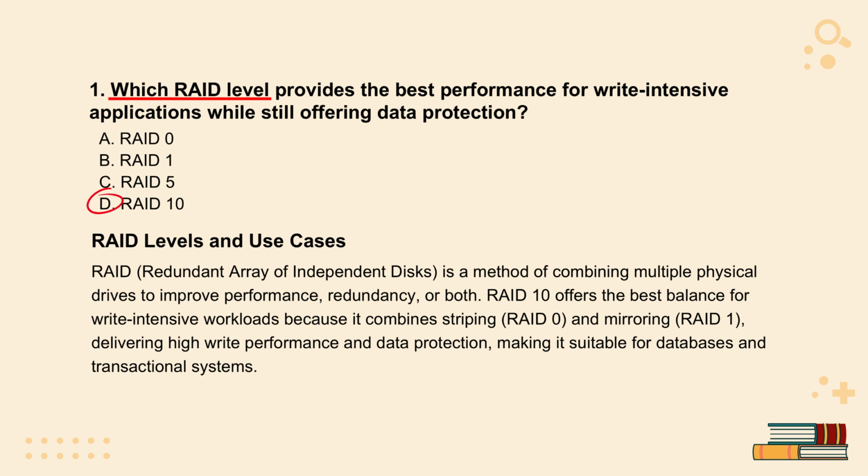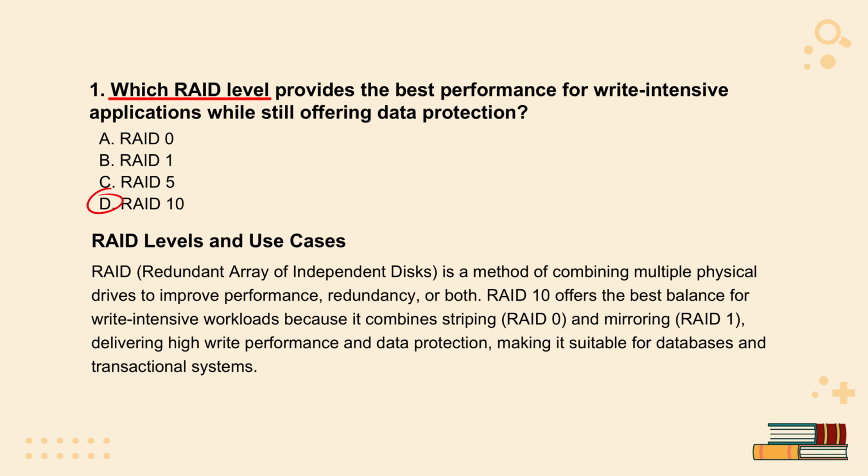Well, RAID 10 basically combines two other levels. It takes RAID 0, which is striping for speed, spreading the data out. Exactly. And it combines that with RAID 1, which is mirroring for redundancy. So a copy of everything. Right. You get the performance boost from striping, but if a drive fails, you've got that mirrored copy ready to go. It kind of hits that sweet spot between speed and safety.